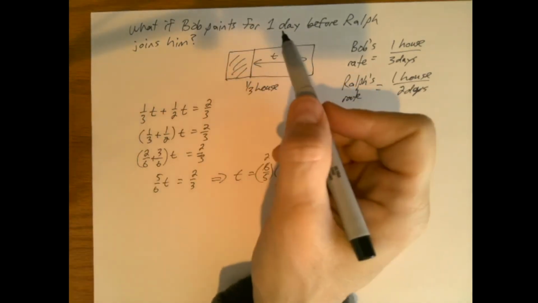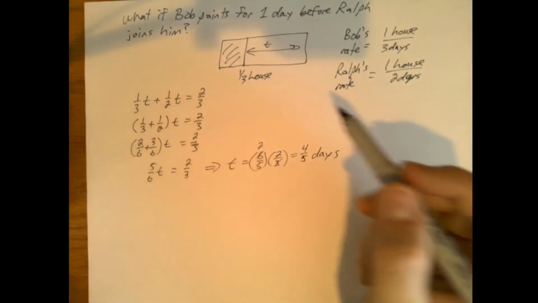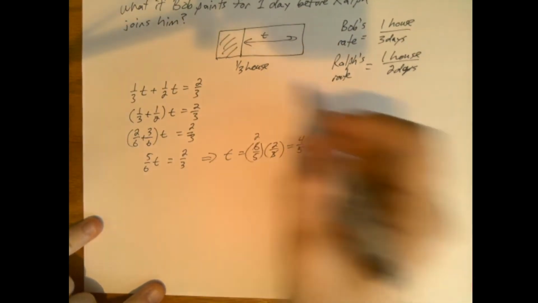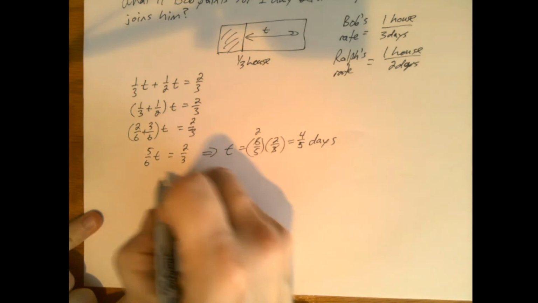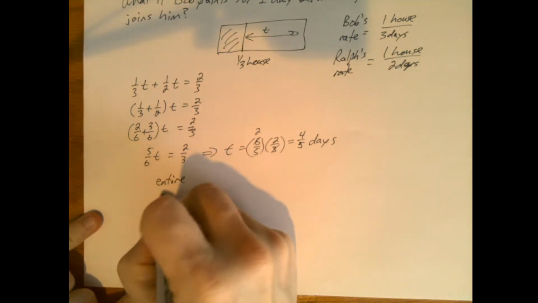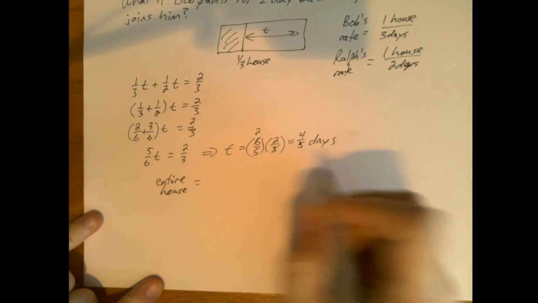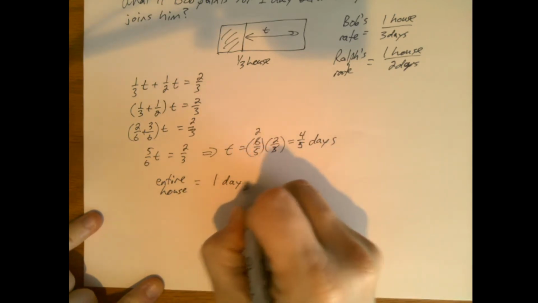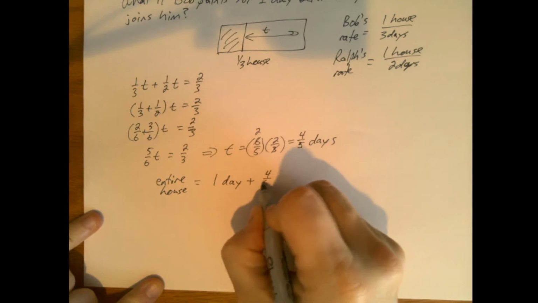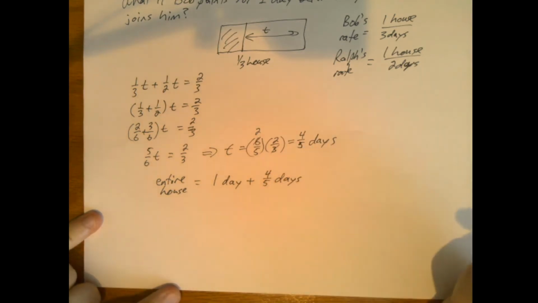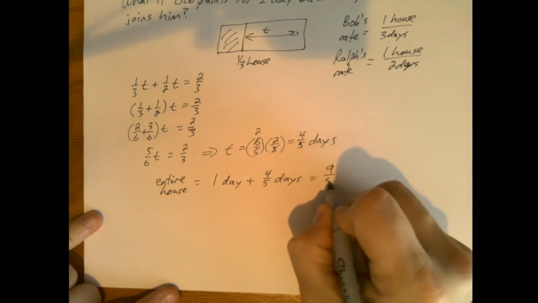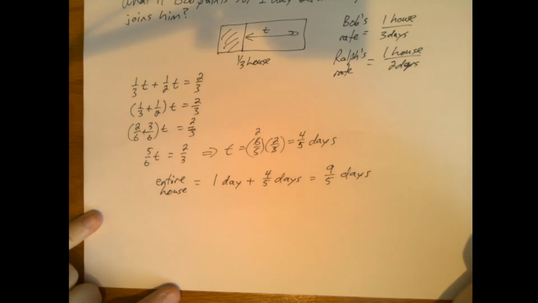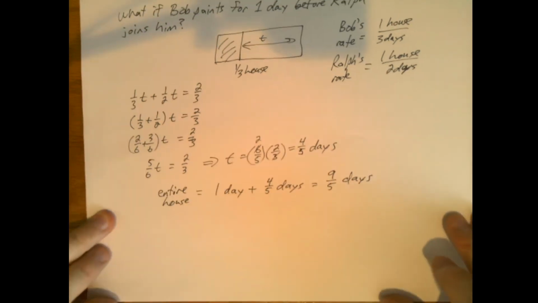Of course, I said, what if Bob does this? I didn't actually ask what's the underlying question we're answering. So if the question is, how long does it take to paint the entire house? Remember, this was 1 day. So entire house is equal to 1 day that Bob was by himself, plus 4/5 days where they work together. So 5/5 and 4/5 would be 9/5 total. Okay?